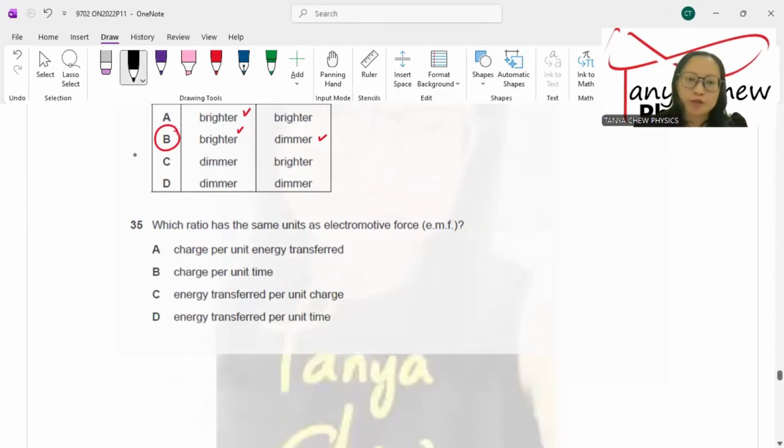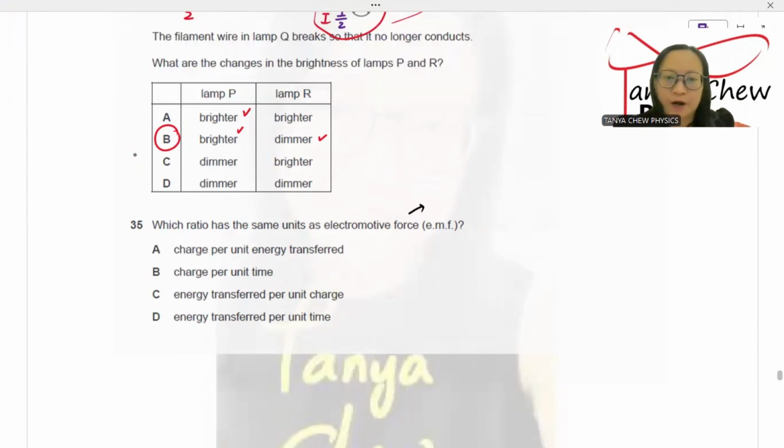Number 35, which ratio has the same units as electromotive force? Electromotive force is defined as the energy supplied per unit charge in moving the charge through a whole circuit, right? C is the answer. Energy transferred per unit charge.